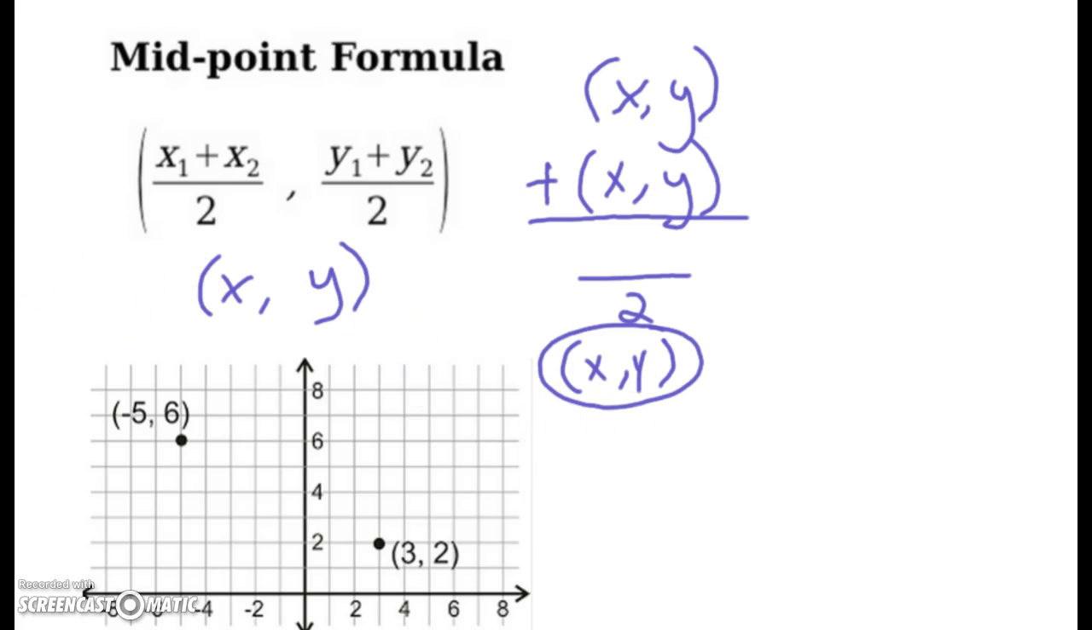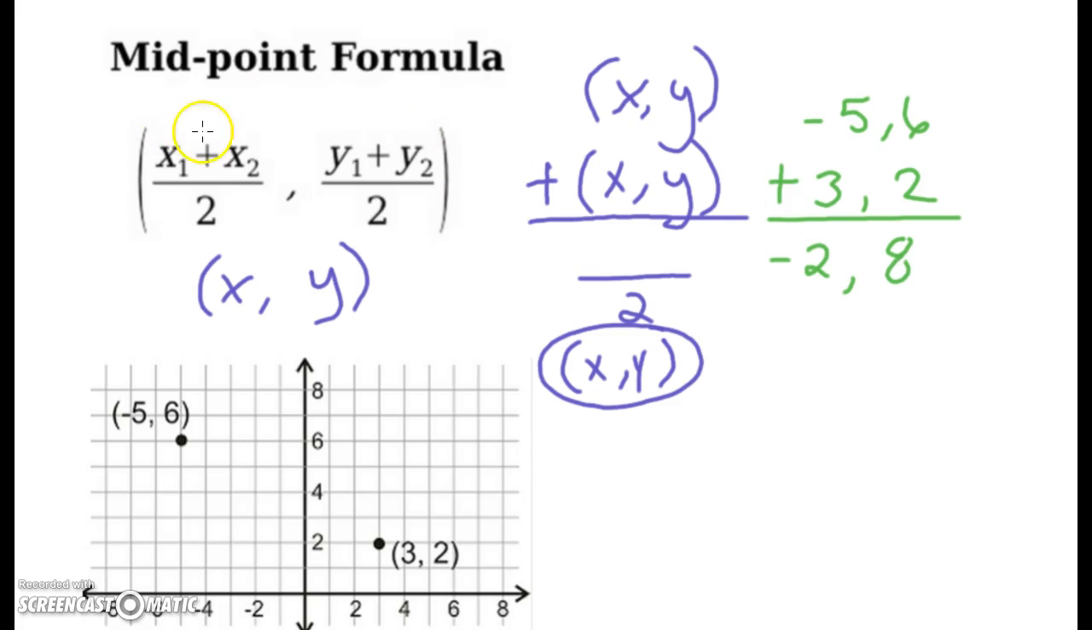All right, I'm going to demonstrate this with these 2 points that are down here. If I have -5, 6, and 3, 2, these are my 2 ordered pairs. What I'm going to do is add them together, because that's what you're doing right over here. You are adding the x's and adding the y's. So I'm going to do that here. I just have the x's on top of each other and the y's on top of each other. When I add the x's, -5 plus 3 is -2, and 6 plus 2 is 8.